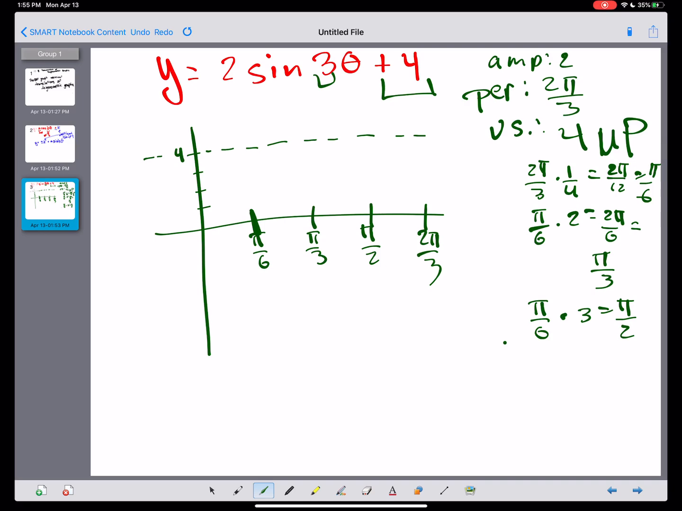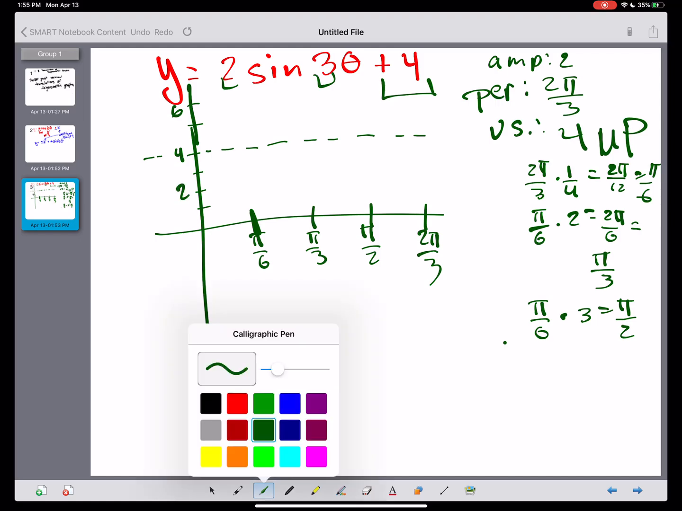Okay, so remember, we had one here. The x-axis right there is usually where our middle is, but because we moved up, that's what that is. Our amplitude is 2, so I'm going to go 2 up from 4, so it's at 6, and 2 down, which is at 2.